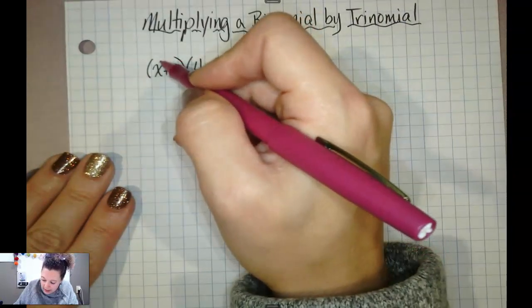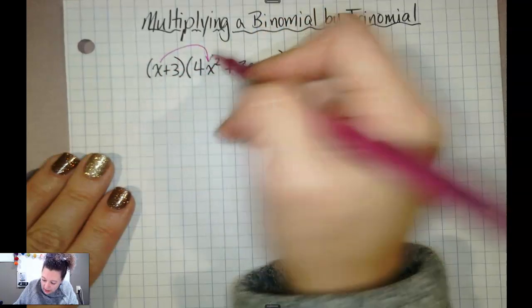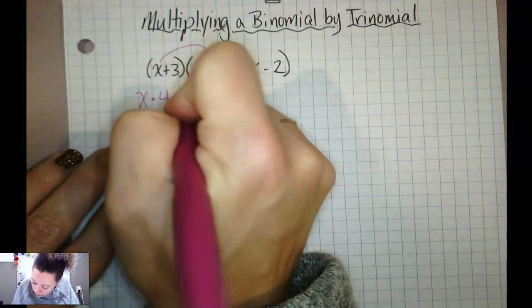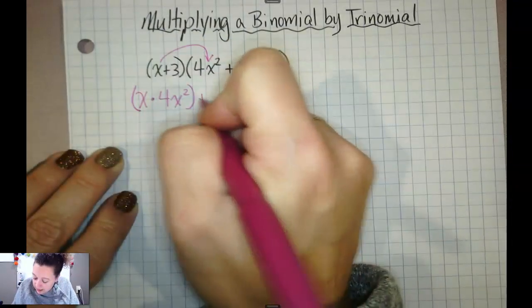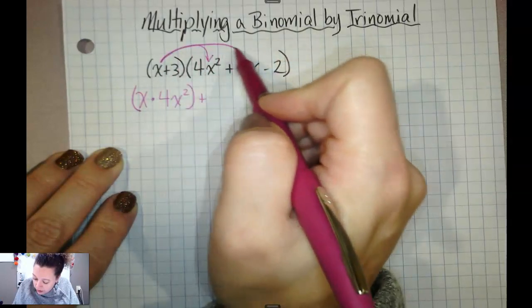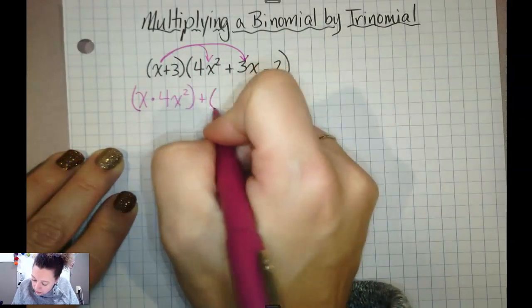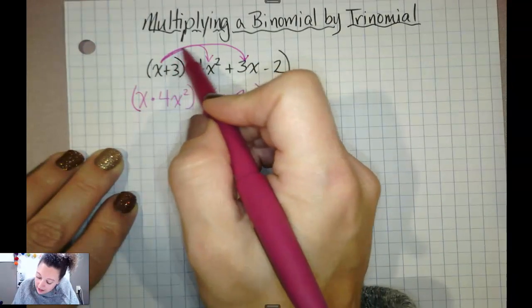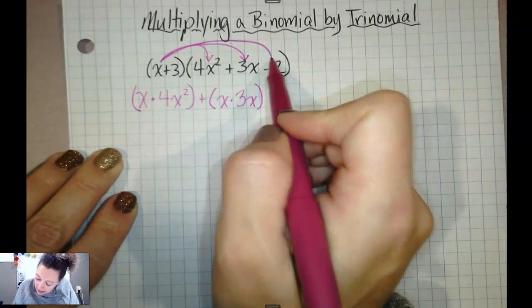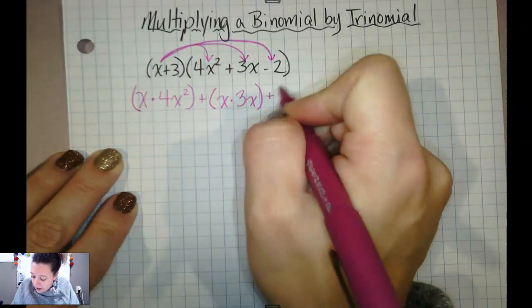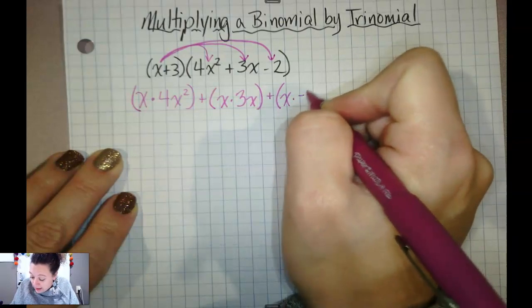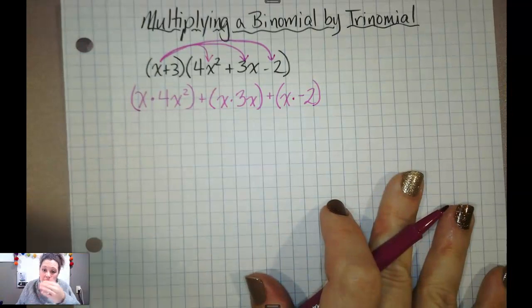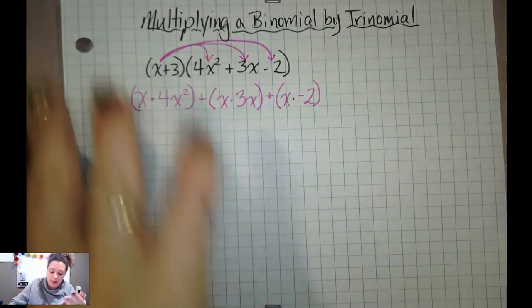So I'm going to start with taking the x and distributing it to the 4x squared. So that means we're going to have x times 4x squared. Then I'm going to take the x and distribute it to the 3x. So we'll have x times 3x. And then we're going to take the x and distribute it to the last term. So we'll have x times -2. Don't forget the negative sign. Now, we still have a whole other term that we also need to distribute.